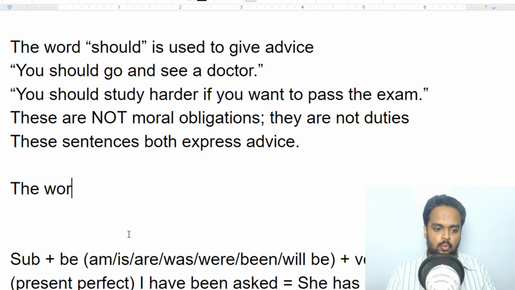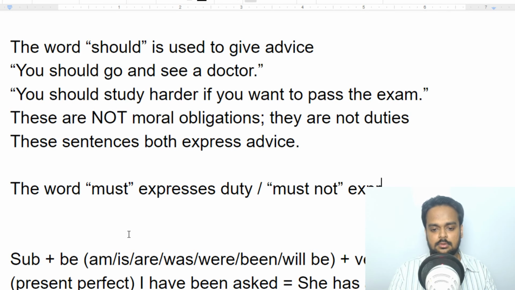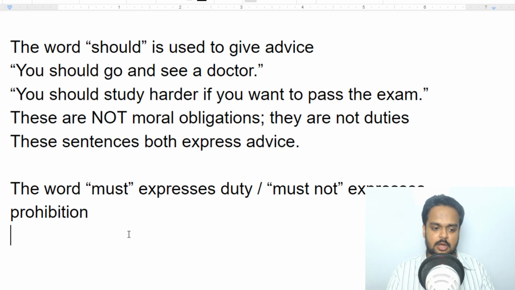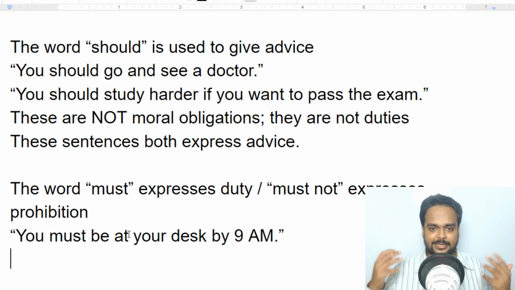However, the word must expresses duty. The phrase must not expresses prohibition, to say that something is not allowed. So you must be at your desk by 9 a.m. This is the rule in a very strict, let's say a very strict boss set this rule for his or her employees. So this is a rule. It expresses a duty that you have to do.